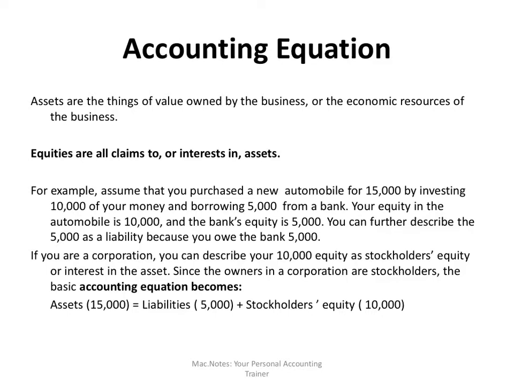So the basic balance sheet equation, when you follow this example, assume you purchase a new automobile for $15,000 by investing $10,000 in your own money and borrowed $5,000 from the bank. Your equity in the automobile is $10,000. The bank's equity is $5,000. You can further describe that $5,000 as a liability. So assets equal equity. If you're a corporation, you describe the $10,000 equity as a shareholder's equity or interest in the asset. So the balance sheet equation, assets on one side of the equal sign, equal liability plus shareholder's equity. That's called the accounting equation.